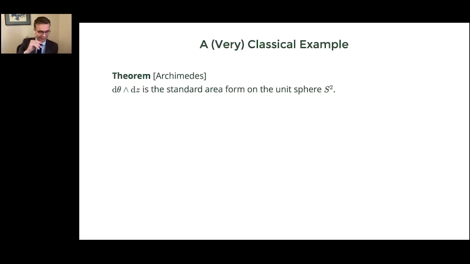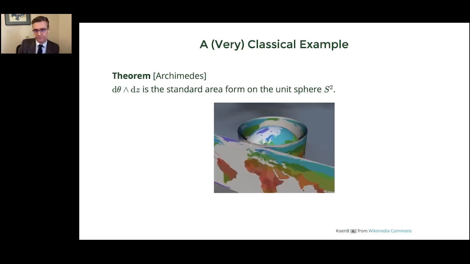Let me just say that in some sense, this goes back to Archimedes. I said before that d theta wedge dz is the standard area form on the unit sphere. There's a nice picture showing, and this is what Archimedes said, that the area of the cylinder is the same as the area of the sphere inscribed inside of it. If you think about it, that's really telling you that d theta wedge dz is just the standard area form of the sphere. In some sense, it's obvious that a two form on an oriented two manifold is an area form.